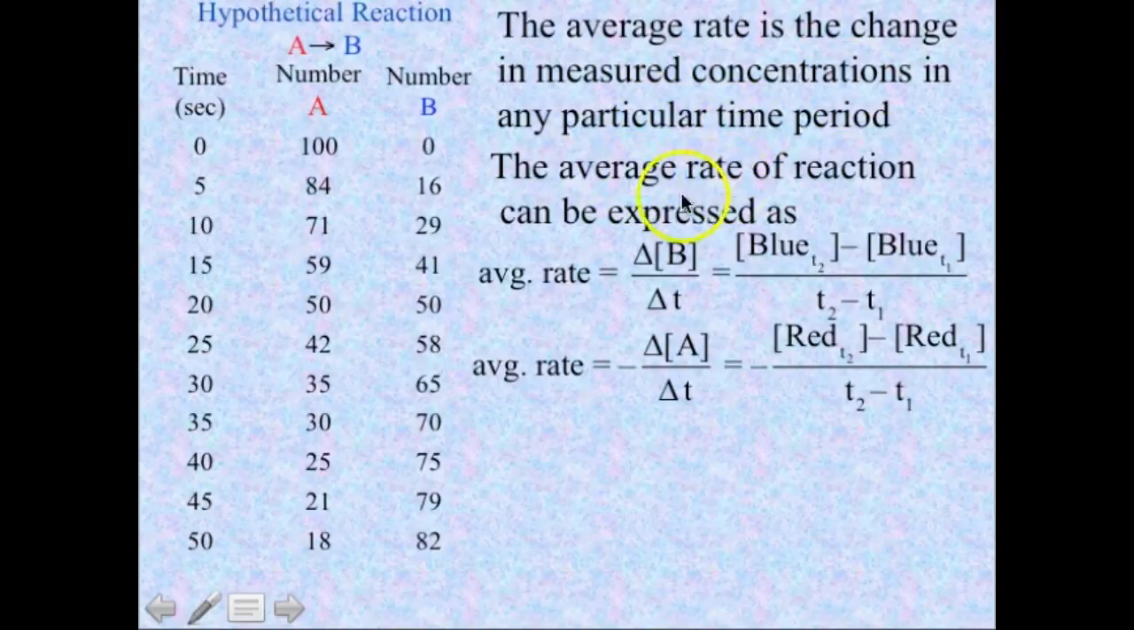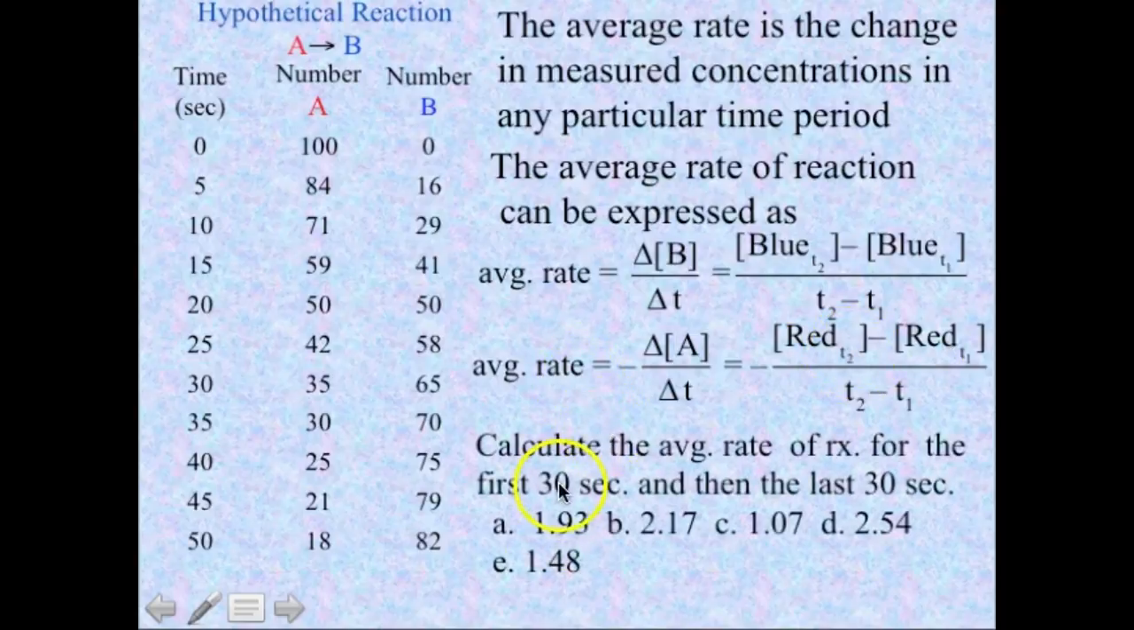The average rate of reaction can be expressed as the average rate equals the change in concentration divided by the change in time. That would mean final concentration of blue minus the initial concentration of blue divided by the final time minus the initial time. And if we're going to look at the rate of disappearance of reagents, the average rate is equal to minus the change in concentration of the reagent divided by the change in time. Again, final minus initial, but that will give you a negative number because you're dealing with a reagent.